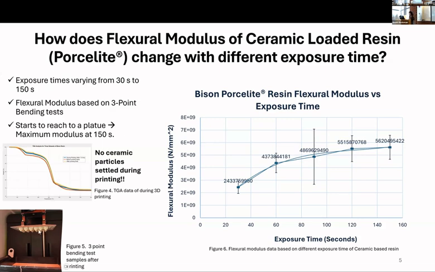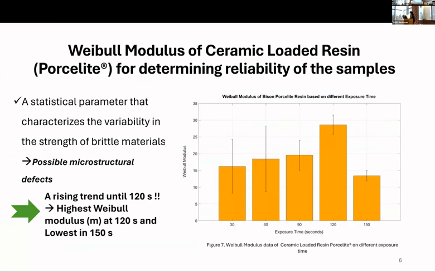These were our 3-point bending tests. We wanted to see how flexural modulus changes when we increase the exposure time. As we can see from this plot, as we increase the exposure time, there's an increase in flexural modulus, but after a while, there's a plateau. We're actually going to do further analysis on this. There must be some sort of optimum exposure time for flexural modulus.